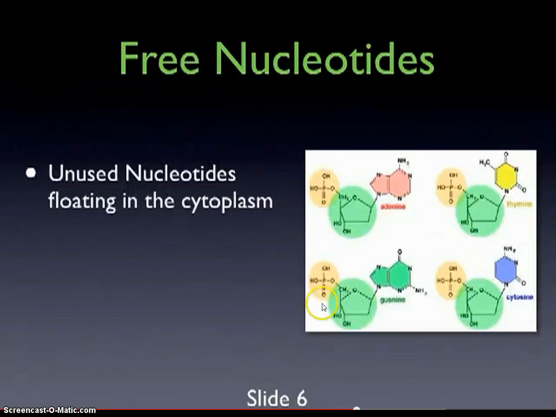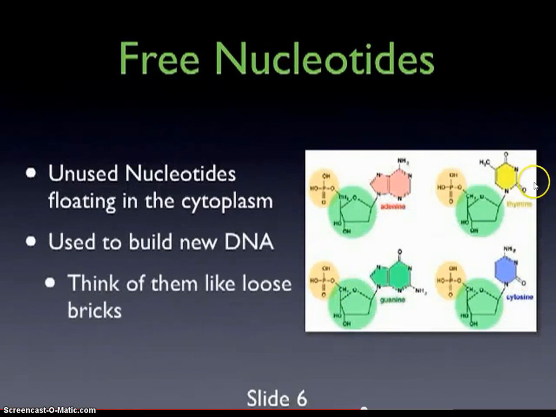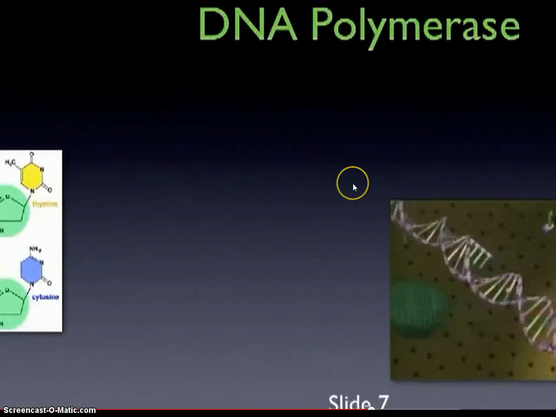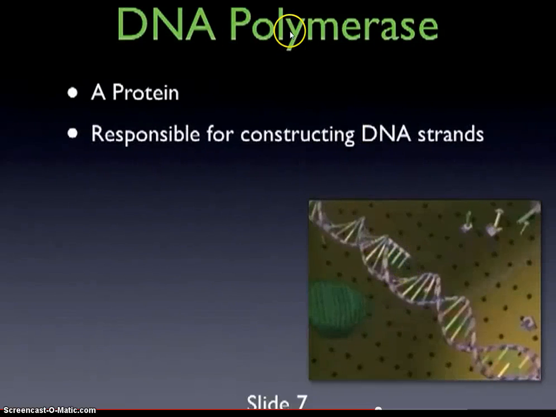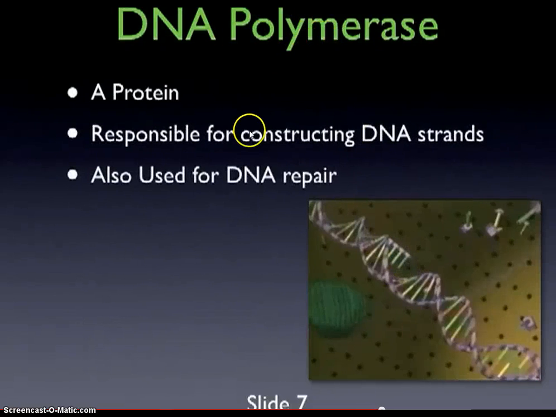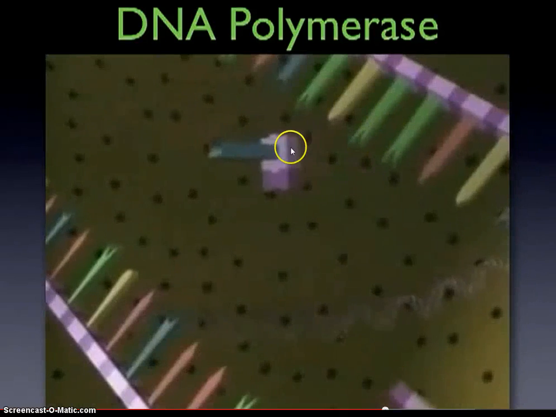Now remember, our nucleotides are floating around: adenine, guanine, cytosine, and thymine. Here's our sugars and our phosphates. Remember our three parts. We used them to build them yesterday. What we're going to do here is another enzyme, DNA polymerase, is going to grab onto them, and notice that they're coming in here.